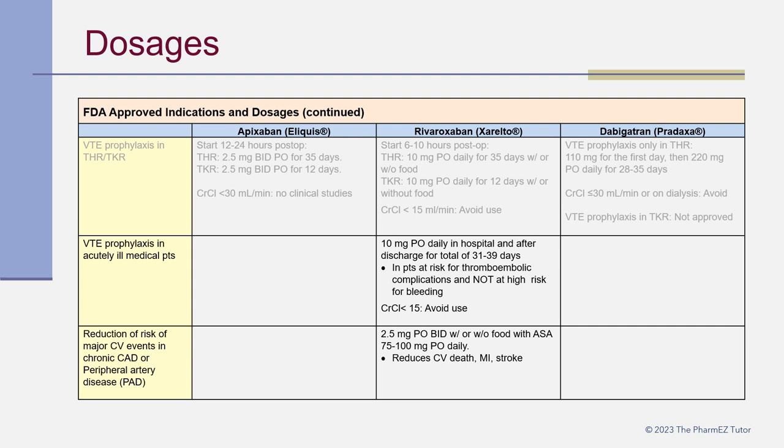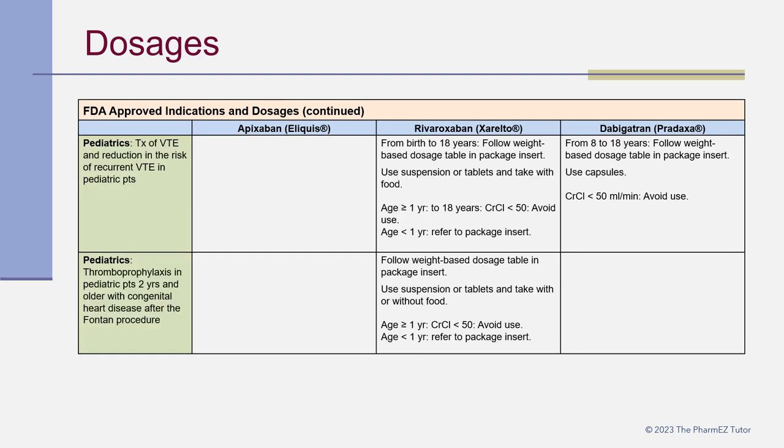For VTE prophylaxis in acutely ill medical patients, the rivaroxaban dose is 10 mg daily in hospital and after discharge for a total of 31 to 39 days. For the indication to reduce the risk of major cardiovascular events in chronic CAD or PAD, the rivaroxaban dose is 2.5 mg BID with or without food, with aspirin 75 to 100 mg daily. For the pediatric indications, I refer you to the prescribing information to provide you with more detailed dosing tables.